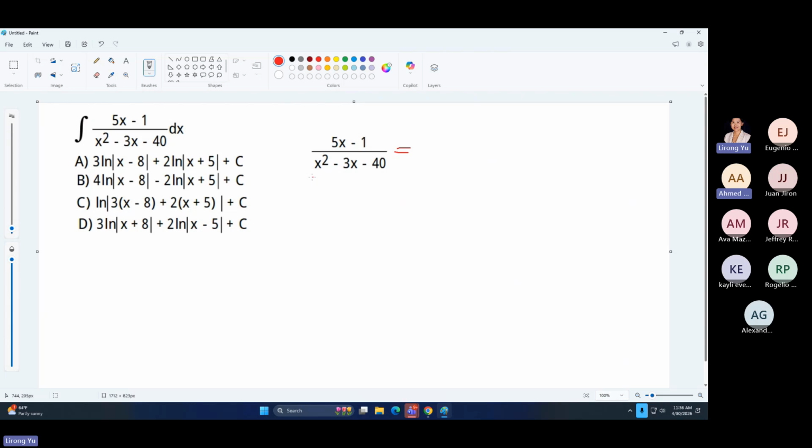Notice the denominator is actually equal to x minus 8 times x plus 5. Right, that way there's a minus 8x and a plus 5x, you multiply, and that gives you the negative 3x. Negative 8 times 5 is negative 40. So if you multiply across the two parentheses, you see those negative 8x and positive 5x, that's negative 3x. And then these two multiply to negative 40.